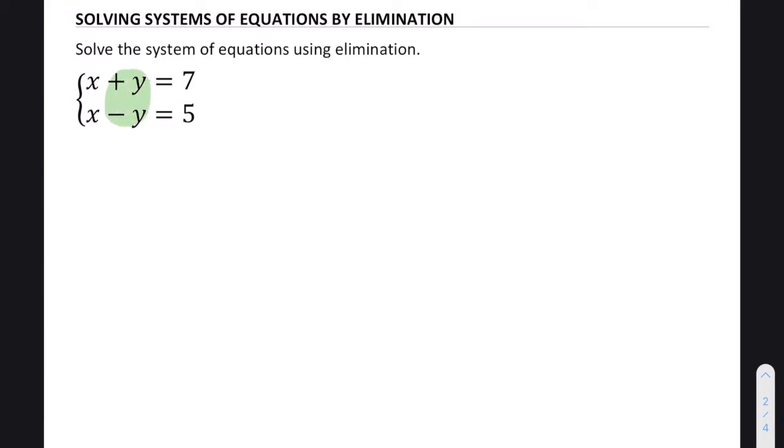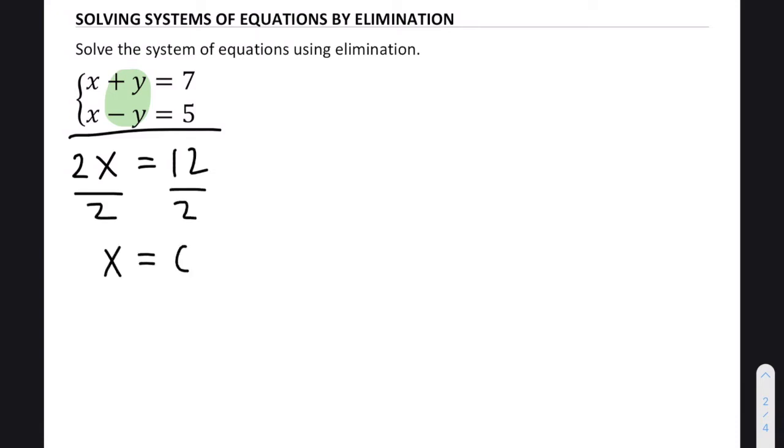So all we have to do to solve this by elimination is add the two equations together. So we're just going to add down. If we have two positive x's, they become 2x. And then the positive and negative y cancel each other out. So they eliminate each other. So we end up with 2x equals 12. And then we can divide by 2. So x is equal to 6.